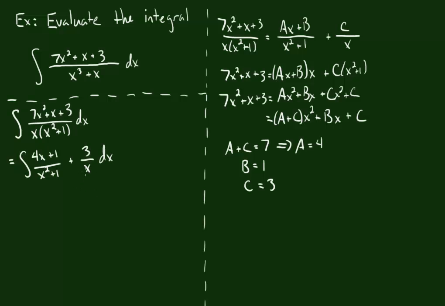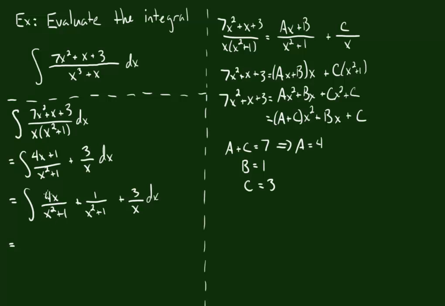Now, we know what to do with the 3 over x, but this 4x plus 1 is still a problem in the numerator here. So we have to do something at least a little bit sneaky. What we're going to do is split up the fractions. So we have 4x all over x squared plus 1, we have 1 all over x squared plus 1, and we have this 3 over x. And from here, it's going to be a lot simpler process.